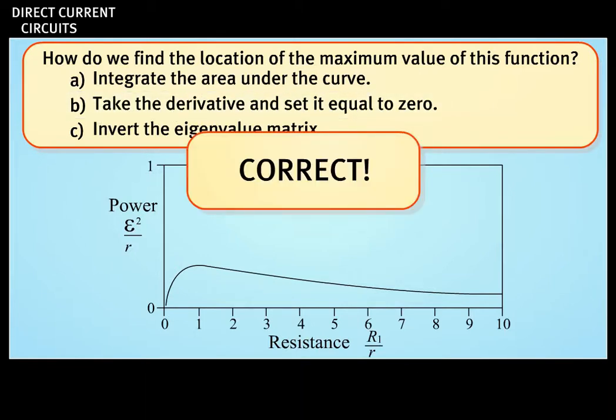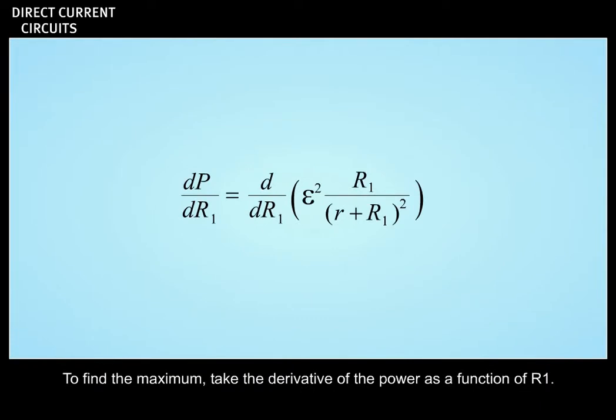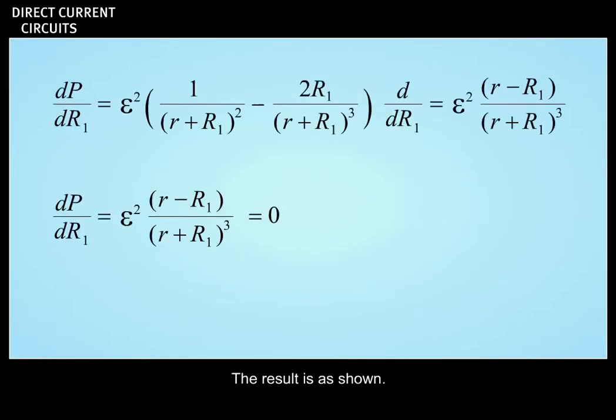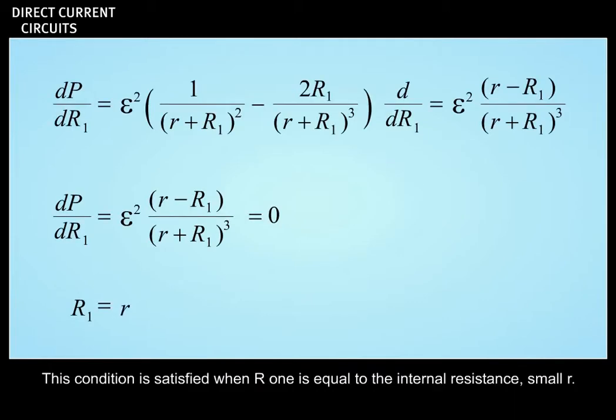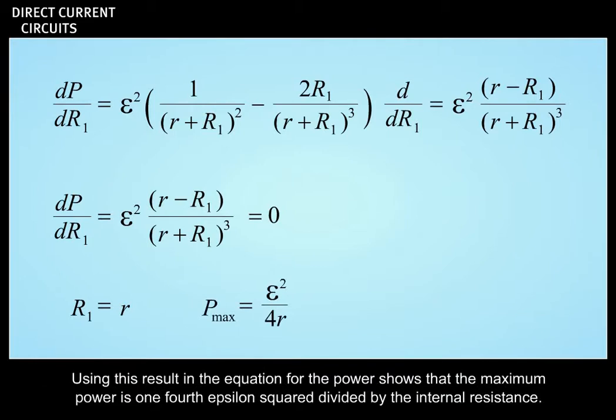Correct. To find the maximum, take the derivative of the power as a function of R1. The result is as shown. This condition is satisfied when R1 is equal to the internal resistance small r. Using this result in the equation for the power shows that the maximum power is 1/4 epsilon squared divided by the internal resistance.